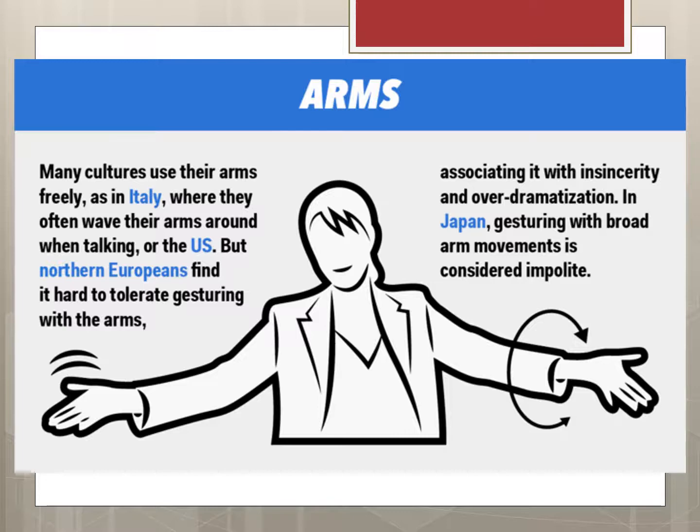The arms. In many cultures, such as in Italy, people wave their arms around freely when they're talking. You can also see that in the United States, but Northern Europeans don't have a high tolerance for a lot of gesturing with the arms. They see it as being insincere or overly dramatic. In Japan, using broad gestures is considered impolite.